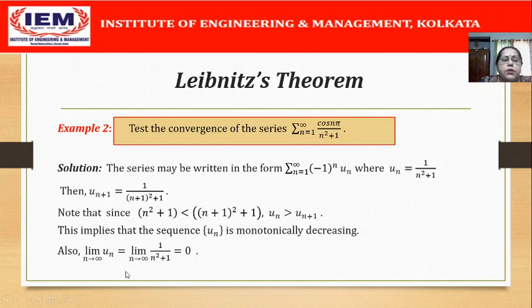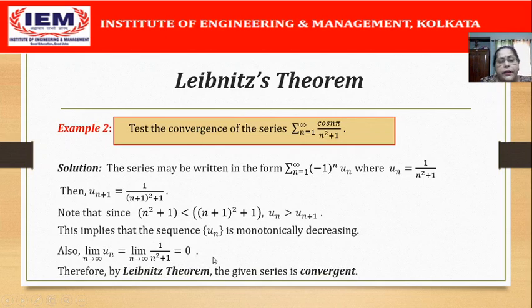And what is limit un? We can easily see that limit un, where un is 1 by n square plus 1, is obviously 0. So now both the conditions of Leibniz theorem have been satisfied, and hence by Leibniz theorem we can conclude that the given series is convergent.